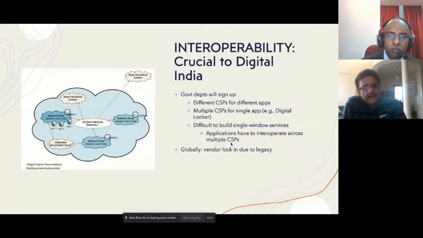And so what is likely to happen is that different government departments may have different cloud service providers, and then it will be difficult to build a single window service because, in order to integrate all the things from different departments, the applications will have to interoperate across multiple CSPs. So this is the situation, and a simple example of that would be a smart city service.